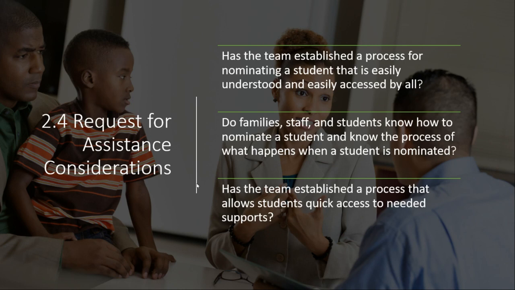Do family, staff, and students know how to nominate a student and know the process of what happens when a student is nominated? Has the team established a process that allows students quick access to needed support? So again, remember, once a child has been identified as in need of those tier 2 interventions, the process for beginning those interventions should really be a quick turnaround so that that student can begin receiving those supports as soon as possible.